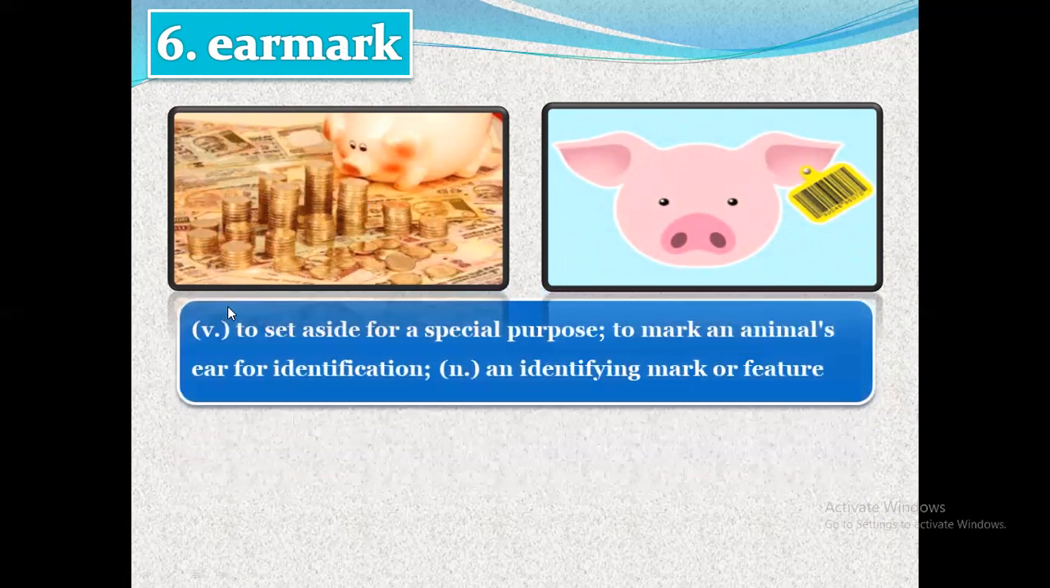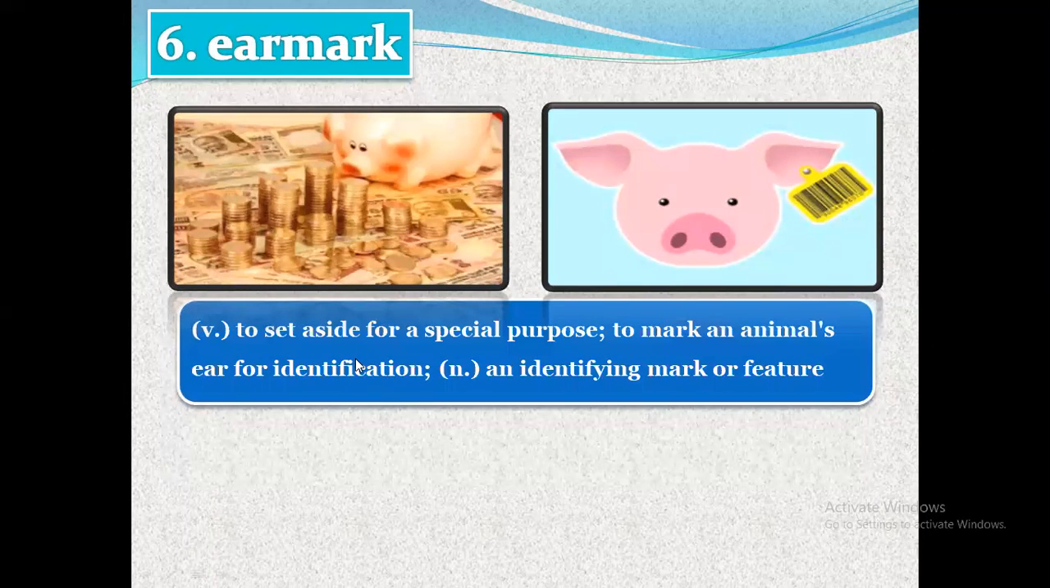So as a verb, to set aside for a special purpose, to put money aside for a special purpose. For example, we need to earmark this money or this month's salary for the new apartment we're going to buy. To specify or set aside a special part of money or whatever for a special purpose. Also, to mark an animal's ear for identification, to mark it. So to put a mark for identification.